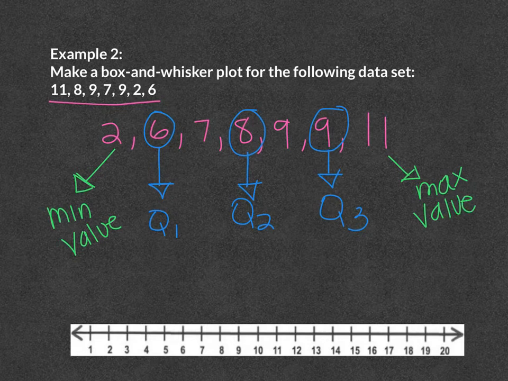Now I'm going to draw vertical lines on my number line for the quartiles. So that would be at 6, at 8, and at 9. Now I'm going to draw my box. And then I'm going to draw dots at 2 for my minimum value and at 11 for my maximum value. I'm going to connect the dots to the box. And this would be my box and whisker plot for this data set.